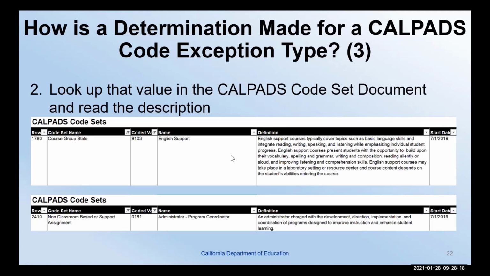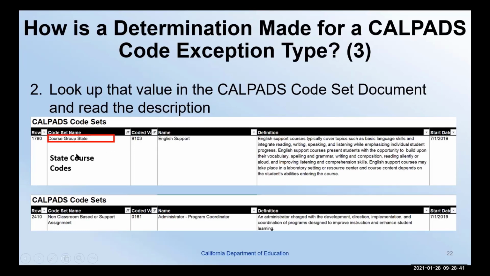So this in particular is for my credential analysts. There is a document, if you have not become intimately familiar with it, you need to. It's the CALPADS code sets document. And in this case, there are two specific code sets that you're looking at. You're looking at the course group state codes. Okay, these are the state course codes.